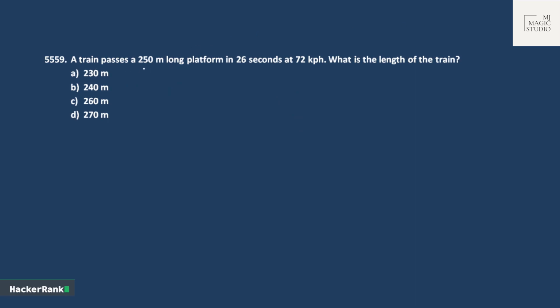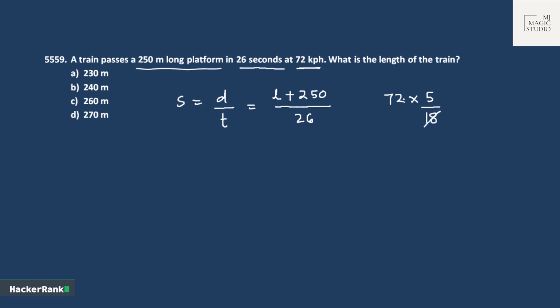A train passes a 250-meter long platform in 26 seconds at 72 km/h. We know that speed is equal to distance by time. Here the distance covered by the train to cross completely the platform of length 250 meters is its own length plus the length of the platform. Time taken is 26 seconds and speed is 72 kph. We'll convert this speed into meters per second by multiplying it by 5 by 18. So that will become 20 meters per second.